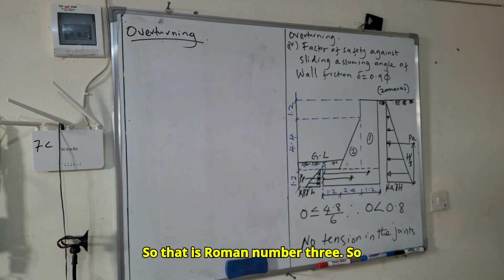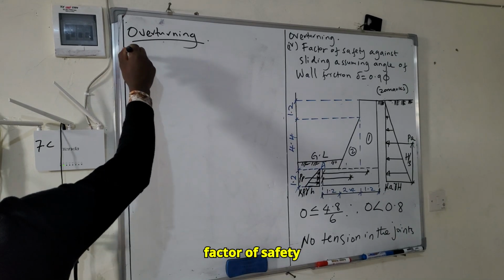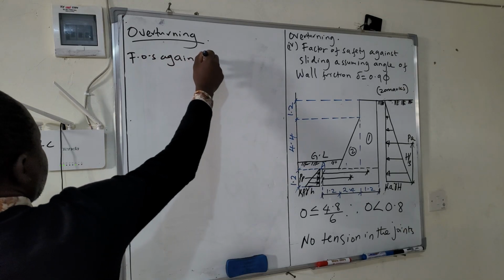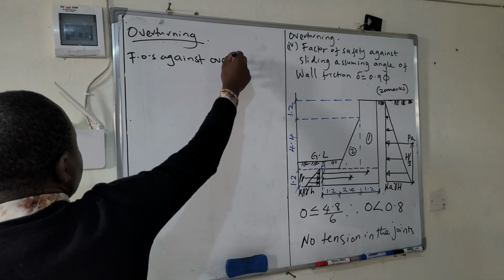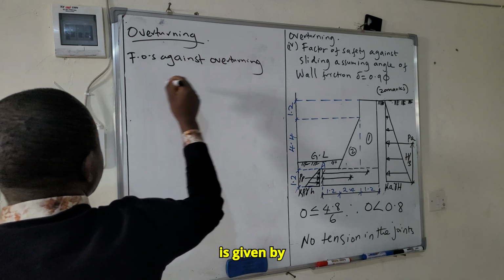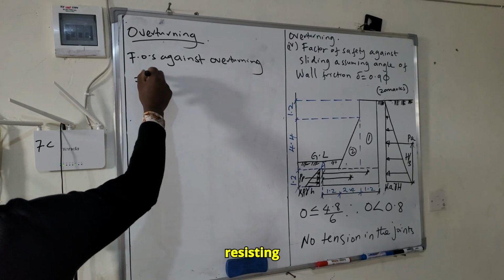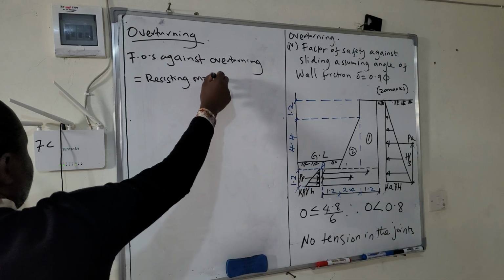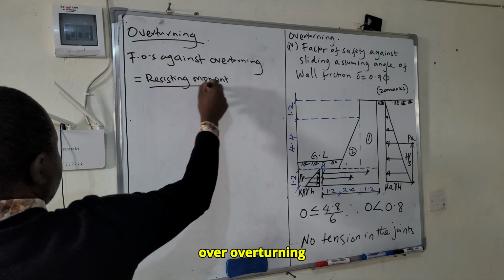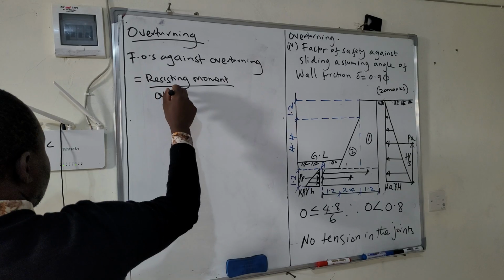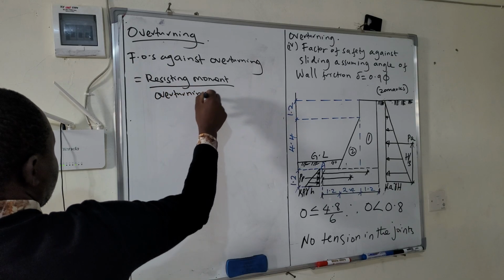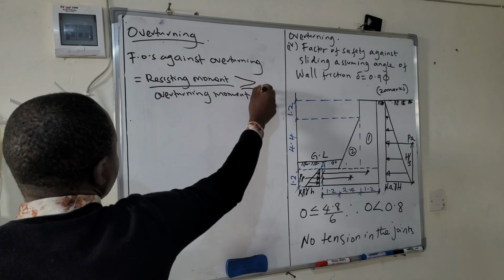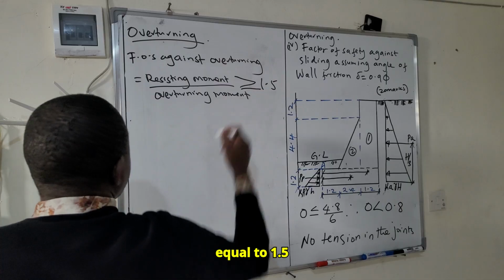So that is Roman number 3. So factor of safety against overturning is given by resisting moment over overturning moment, and it should be greater than or equal to 1.5.